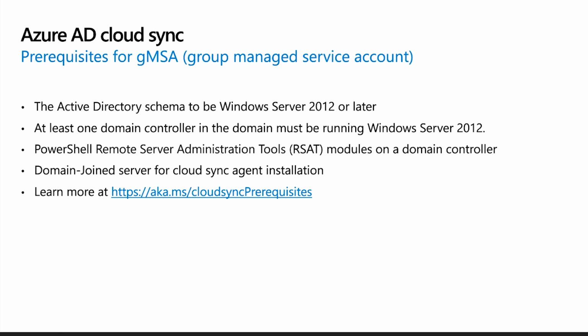PowerShell Remote Server Administrative Tools, or RSAT modules, are installed by default on domain controllers. If they were somehow removed, please ensure that all domain controllers in the domain in which the GMSA is created have PowerShell RSAT modules installed. The server where the agent is being installed must be domain joined and has to be running Windows 2016 or greater, as mentioned in the earlier slide. The new requirement is that the server must be domain joined to use GMSA. Now that we have gone over the overview and the requirements of Cloud Sync, let us jump into the demo.